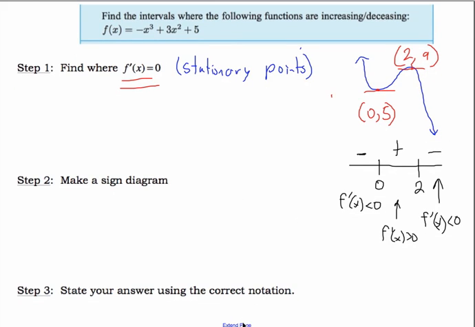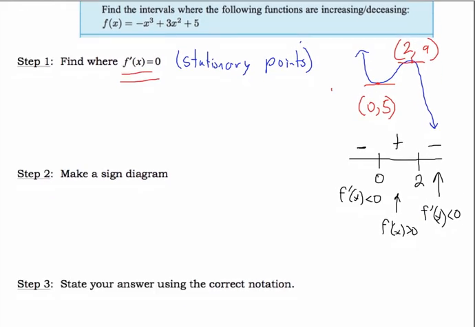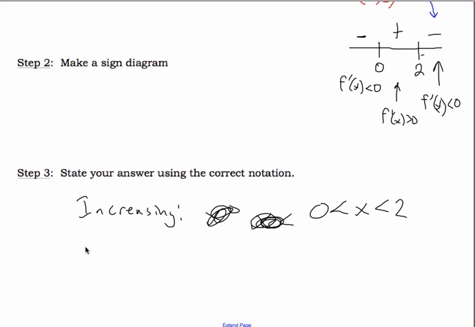State your answer using correct notation. So we have to find the intervals in which the function is increasing or decreasing. It is increasing when x is between 0 and 2. So x is between 0 and 2. Decreasing when x is less than 0 and when x is greater than 2.